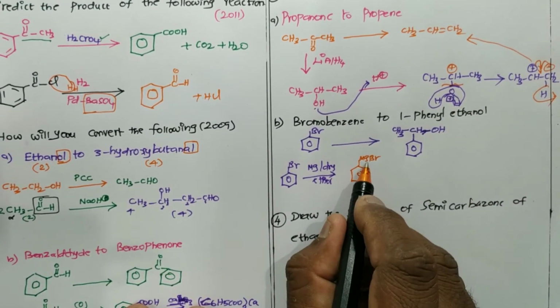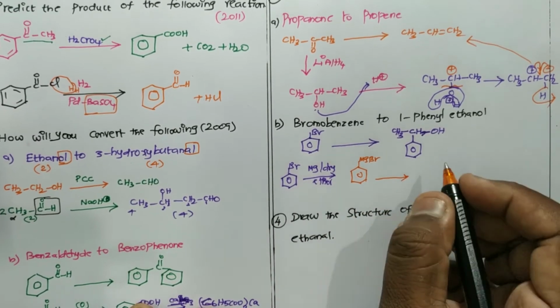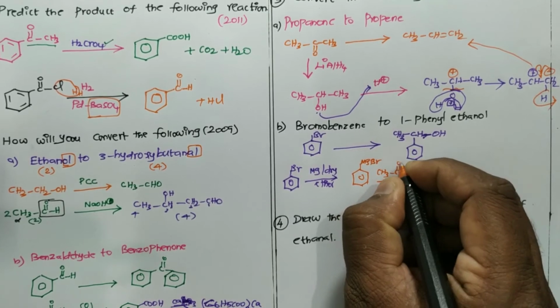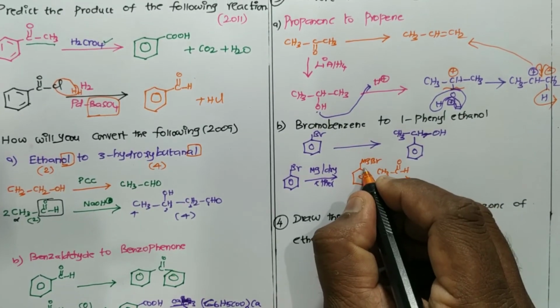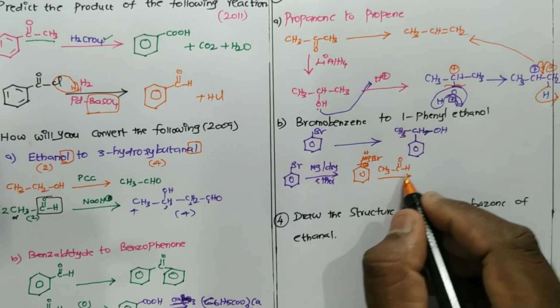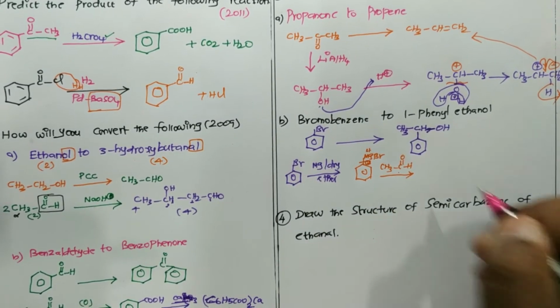How many carbons do I need to add to the chain? I need to add 2 carbons to the chain. That's what I have to use: CH3, C double bond O, H. If I use that, this minus will act as a nucleophile, this bond gets cleaved, and this minus will come and attack this carbon. In that way I'll get a product like this.